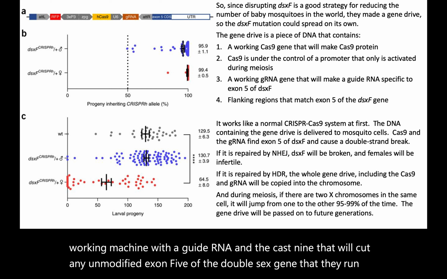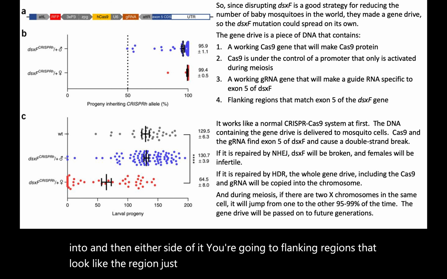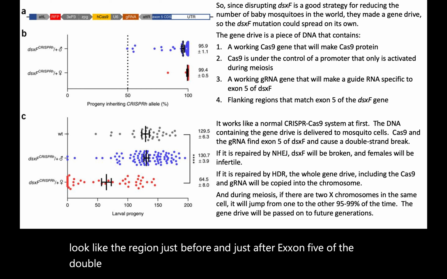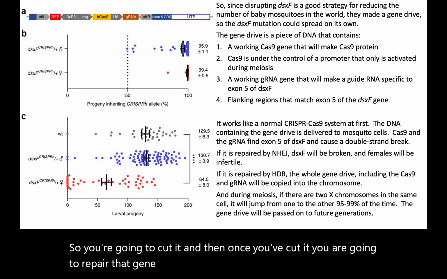And then on either side of it, you're going to have flanking regions that look like the region just before and just after exon 5 of the doublesex female gene. So you're going to cut it, and then once you've cut it, you are going to repair that gene by putting in the gene drive. And that's what they made.